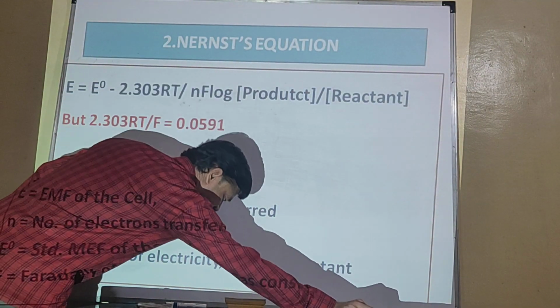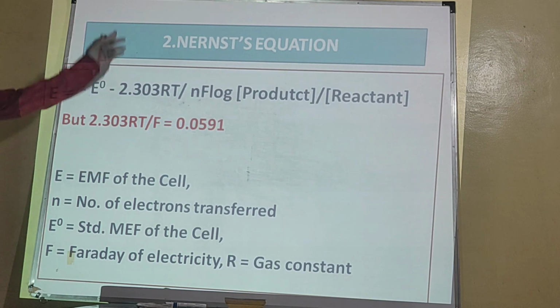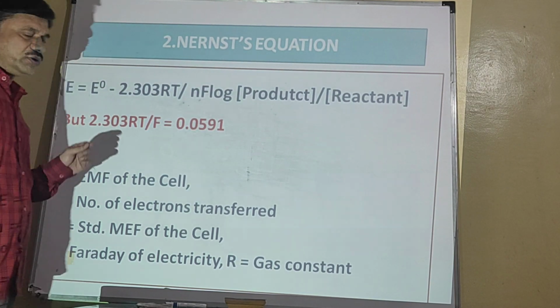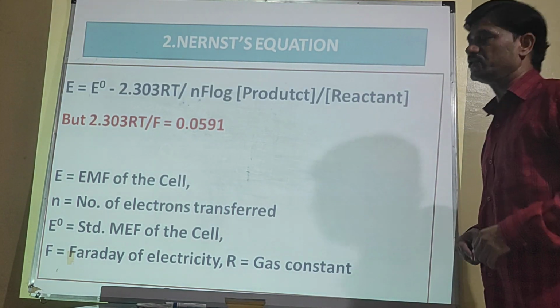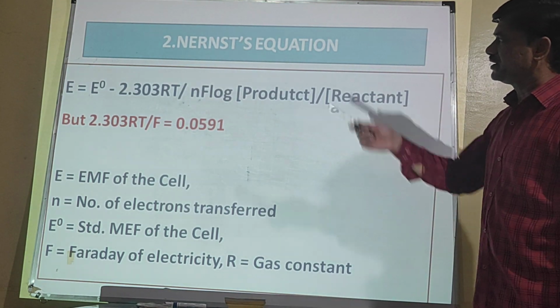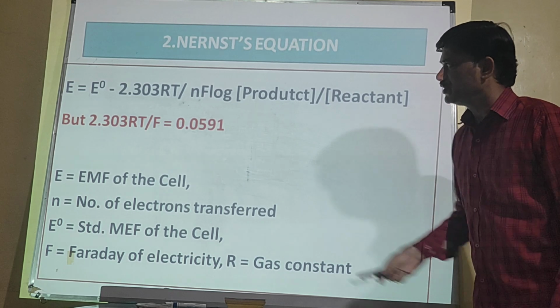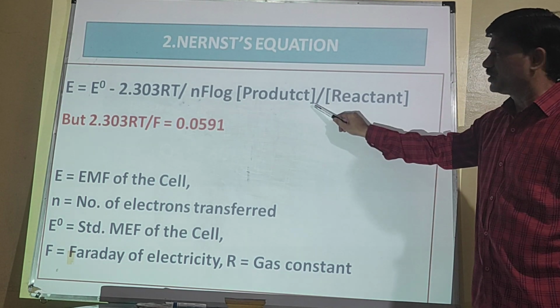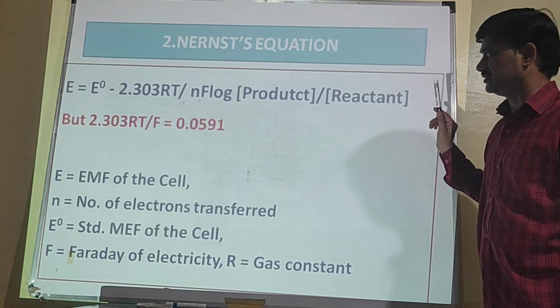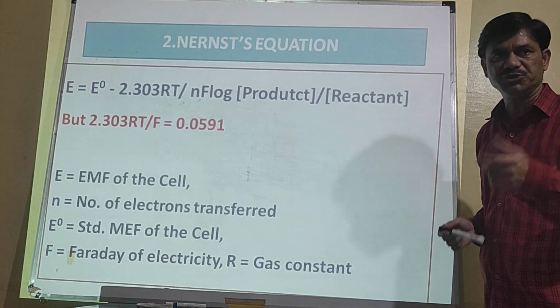After this, check another important part, that is the Nernst equation. So check the original form of the Nernst equation, that is in front of you. What does it indicate? E equal to E0 minus 2.303 RT by nF log concentration of product upon reactant. So can you tell me the meaning of the terms?